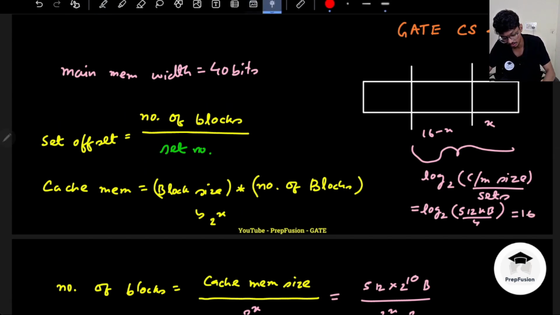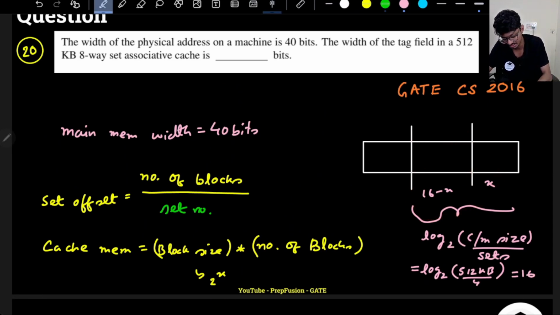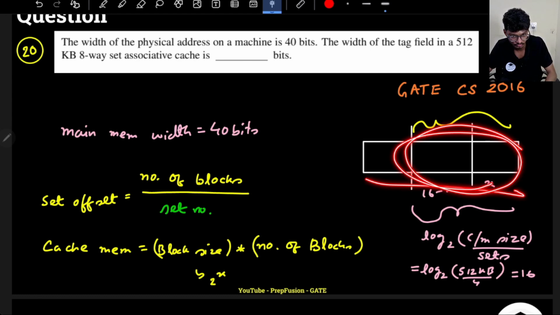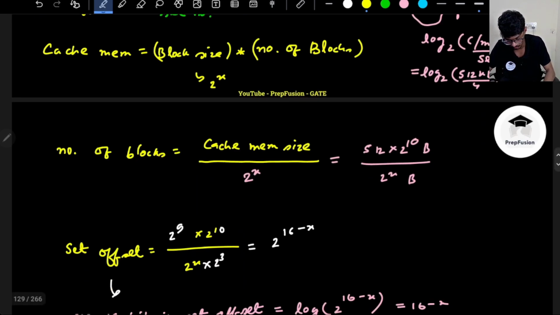So that's why you don't need to calculate this individually, and you don't need the block size. You assume these to be a whole 16-bit field, and the remaining one will be the tag field. They are just asking for the tag field. So overall this is a 40-bit field, and 16 bits are gone for these two fields, the set and the byte offset. So the other field will be the tag.